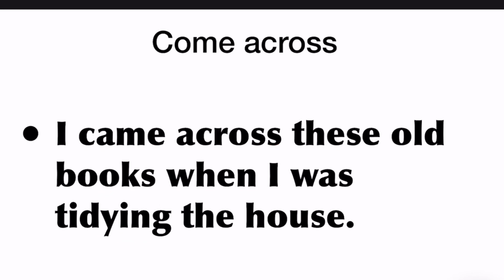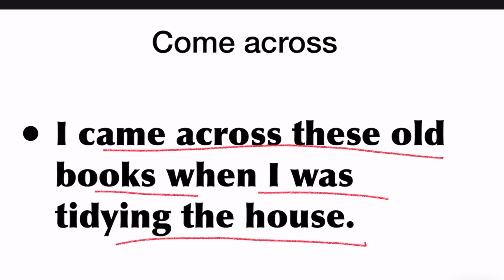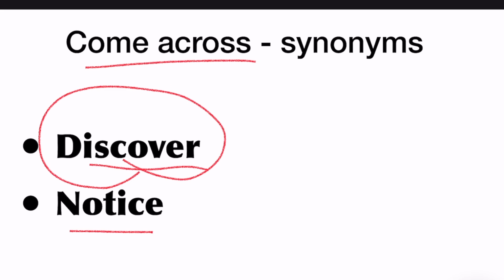Look at this example sentence: I came across these old books when I was tidying the house. When I was tidying the house, I found these books unexpectedly. I found these books by chance. So, come across means to discover something, to notice something unexpectedly, to discover something by chance.